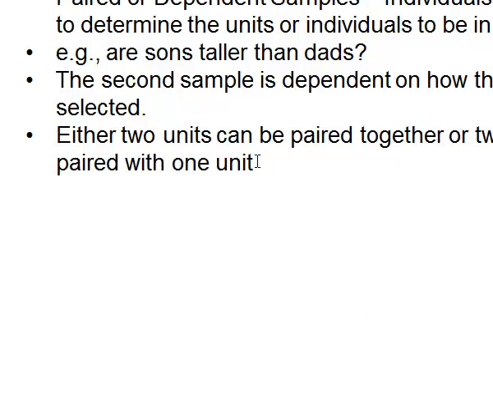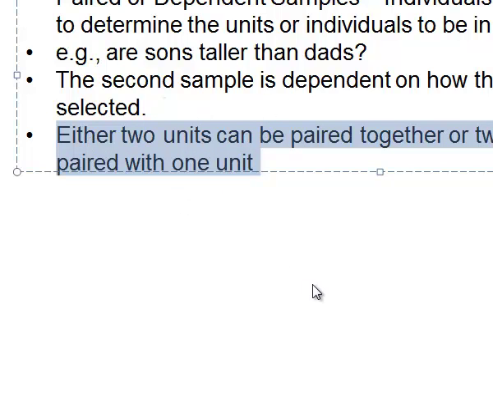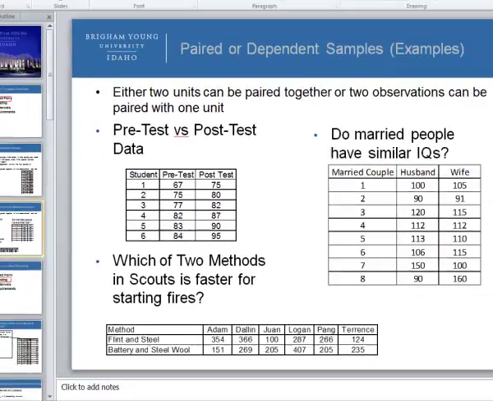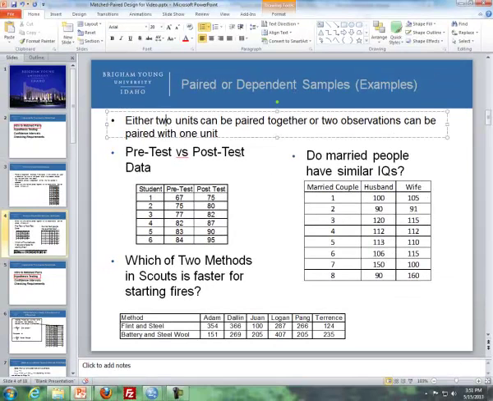Okay, so now, with paired data or matched pairs, either two units can be paired together or two observations can be paired with one unit. Okay, so here are some examples from the next slide. So for instance, either two units can be paired together. Here's an example where we have a husband and wife. So do married people have similar IQs? We can get the IQ from the husband as well as the wife, and we can pair those up. So if we take a sample and we sample a wife, then the husband's already selected. Okay? Or it's already predetermined the husband will be chosen because we chose his wife.